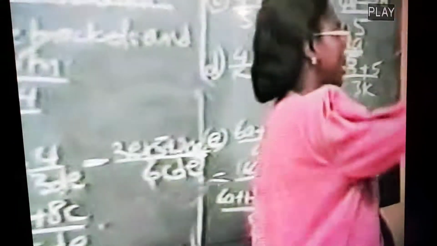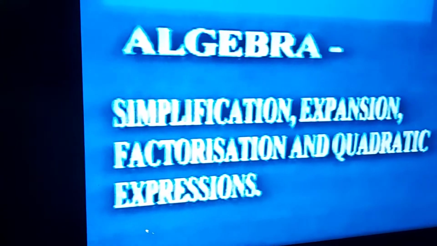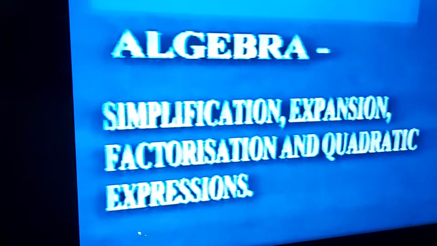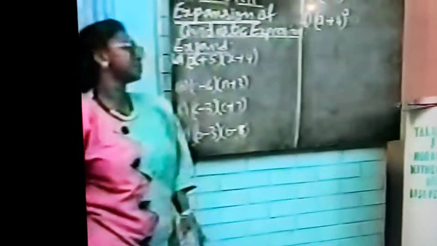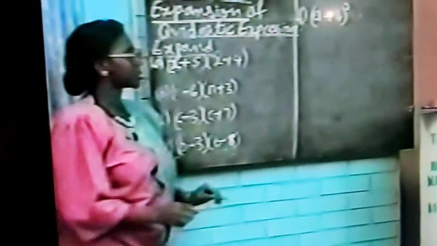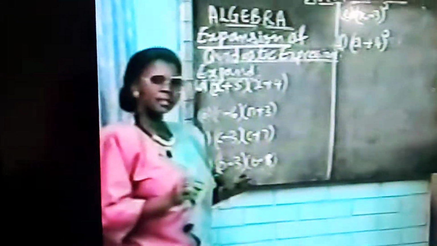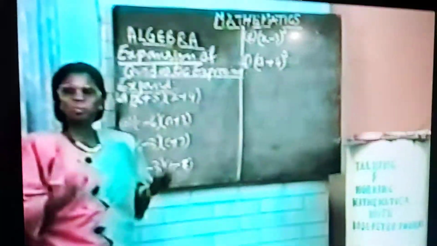Examples of algebra as we go along. We will now pick examples on quadratic expression. As I've already explained during the talking part of this, quadratic expression simply means the highest power of the letter is 2.